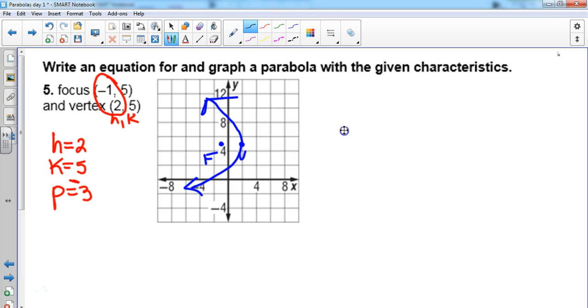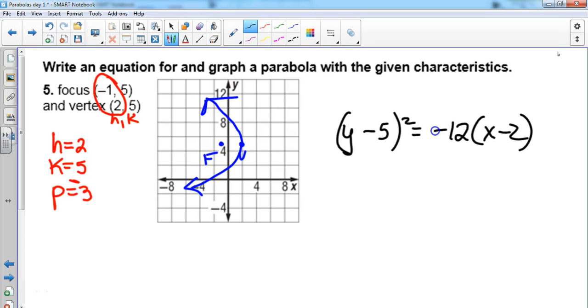What do you have? Okay, what do you think? X minus H, that seems right. Y minus K, that seems right. The negative means it's opening left. Okay, I didn't worry about drawing mine accurately. The 12 actually means it should be what? Pretty wide, right? Pretty wide, flat.